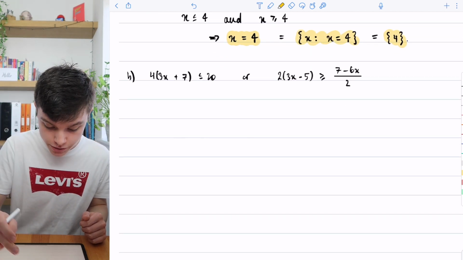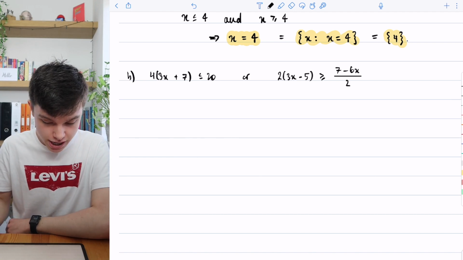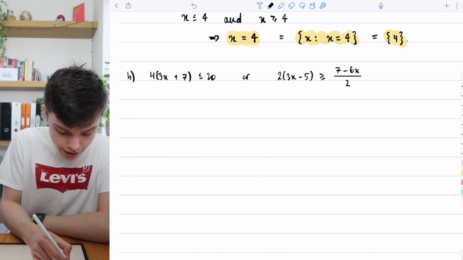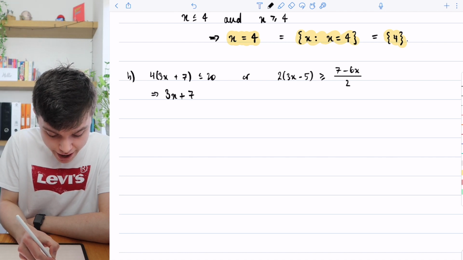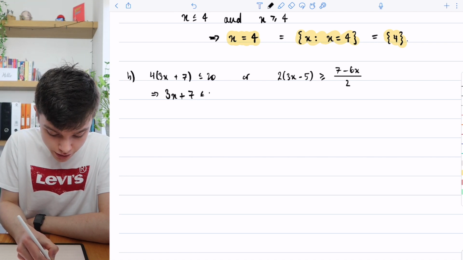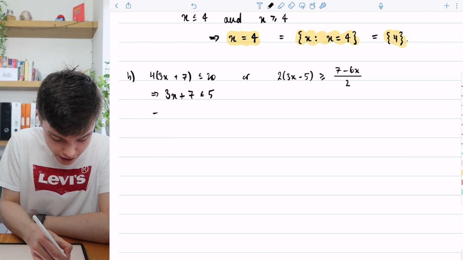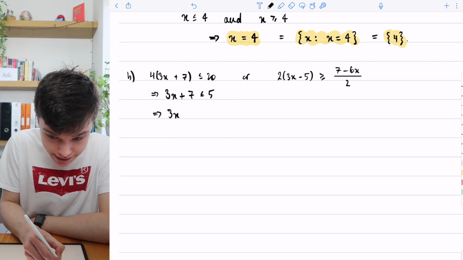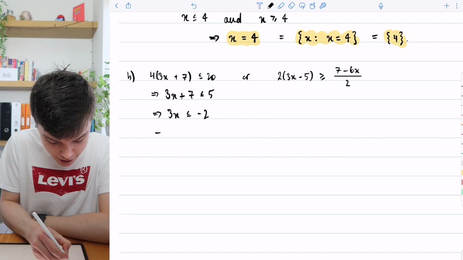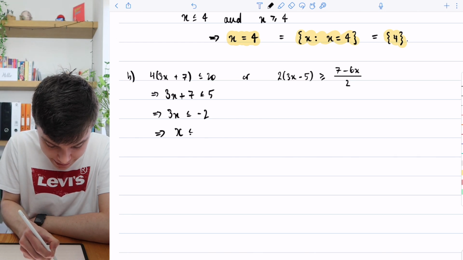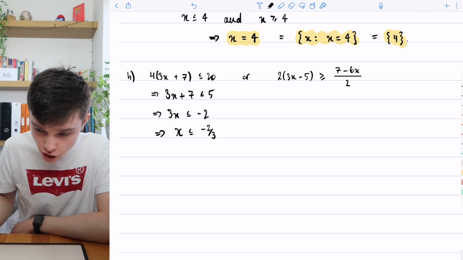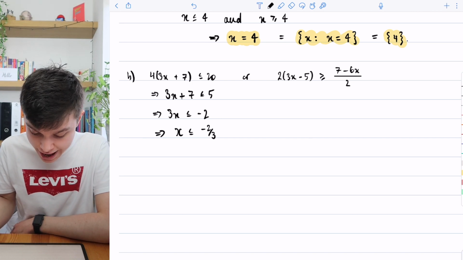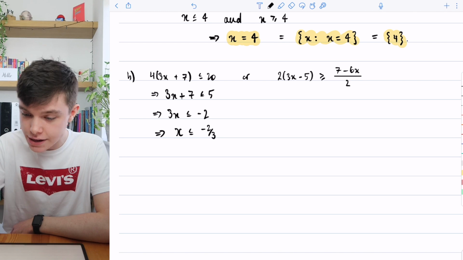Okay, B, what we want to do is solve each inequality, and we'll do this quite quickly. We'll get dividing by 4 both sides. 3x plus 7 is less than or equal to 5. And then we will have 3x is less than or equal to minus 2. So x will be less than or equal to minus 2 over 3. And solving this one, what did I do here? I'm just having a look.